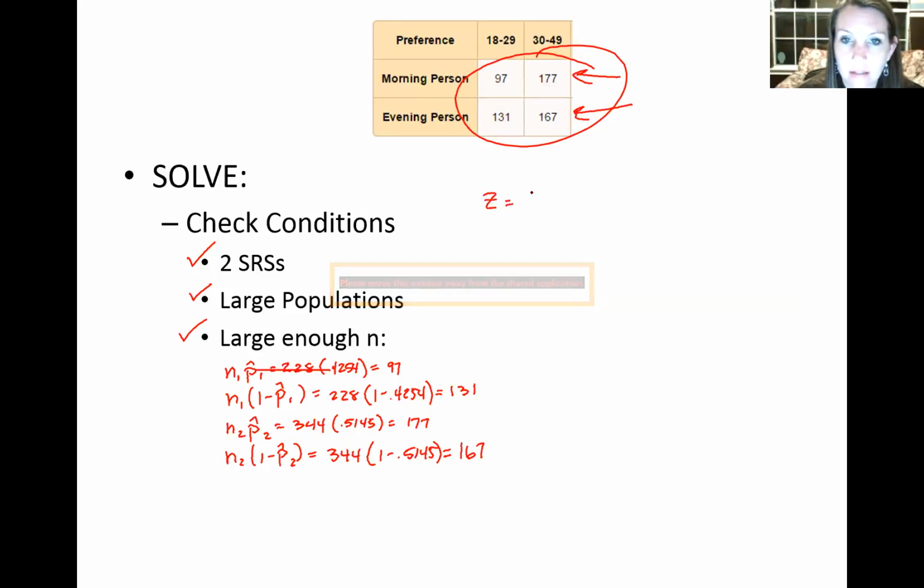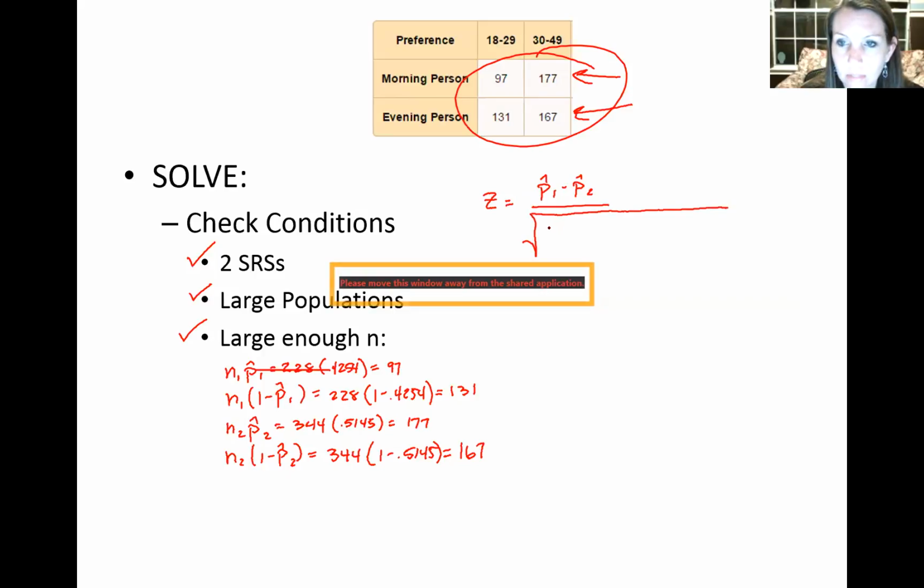And that looks like this. So we're going to have P hat 1 minus P hat 2 divided by the square root of P hat times 1 minus P hat times 1 over N1 plus 1 over N2. All right, so now we can just plug in everything that we know here.